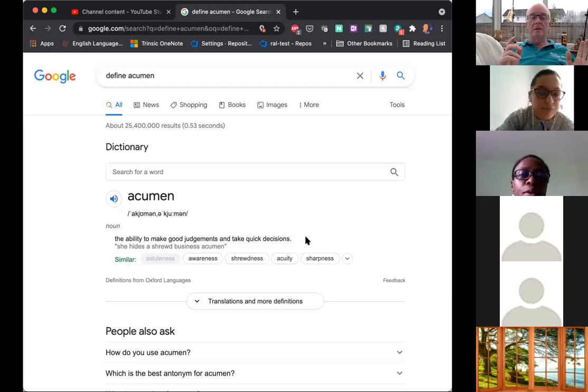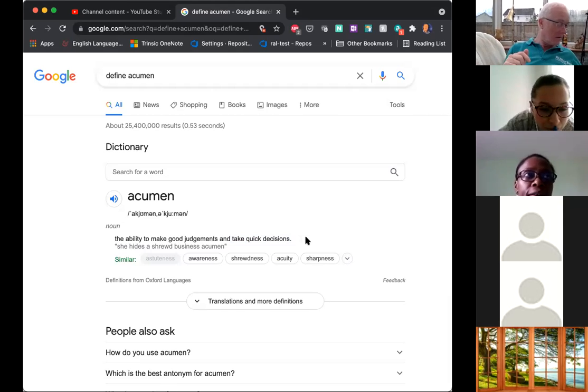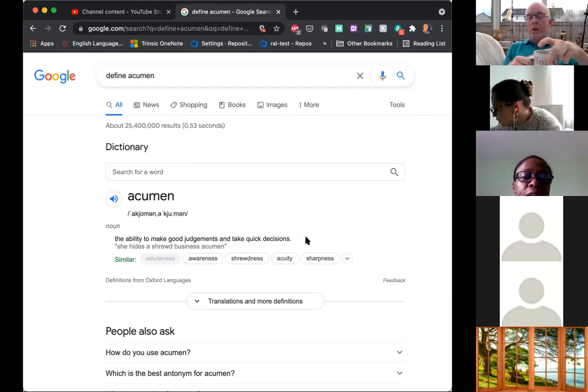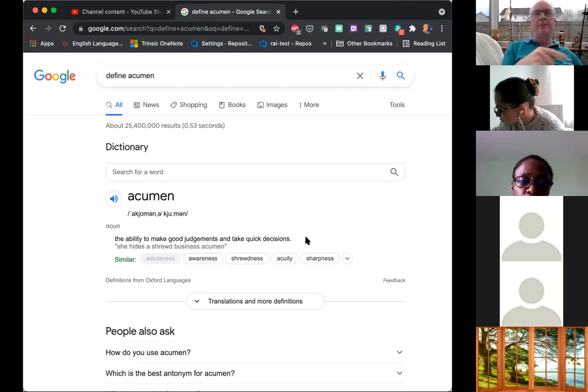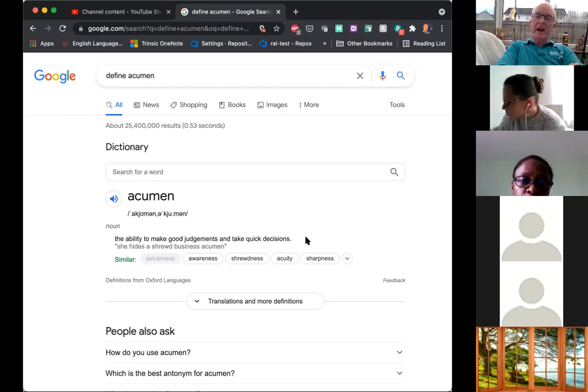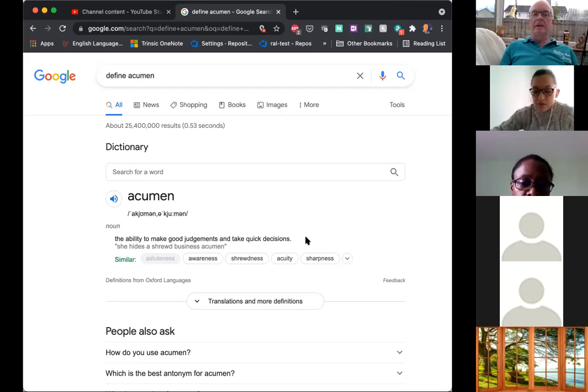For example, a teacher, it could be the manager who has acumen to make the business decisions in the company. Exactly. Or the commander of the submarine must have good acumen because he needs to make the right decisions. And if he makes the wrong decision in the time period, he could crash into an underwater mountain. So you need to have acumen.